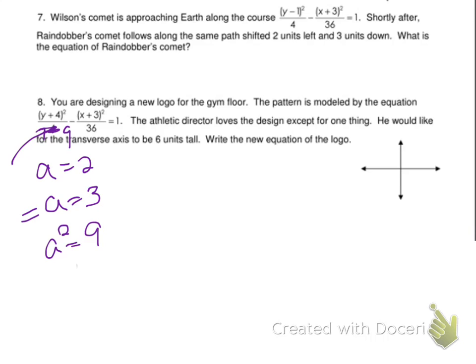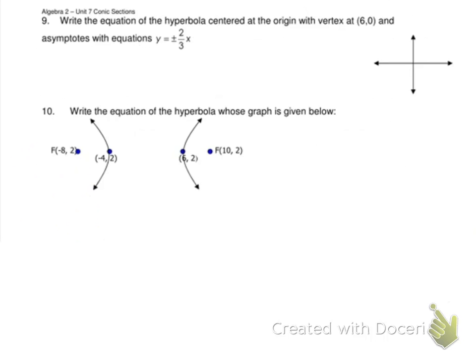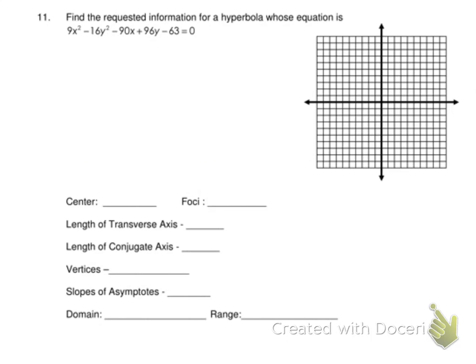The last one I want to show you just real quick is number 11, and that is one of the ones where we have to change from general form to standard form. So let's do that together and then go from there. So first, let's get everything with like terms together.